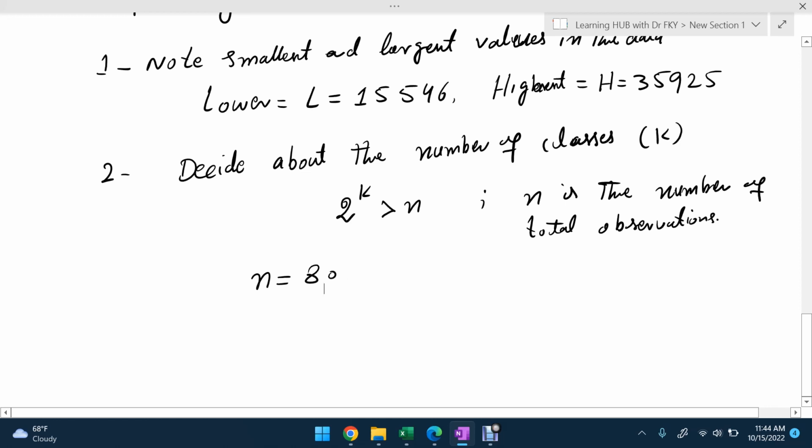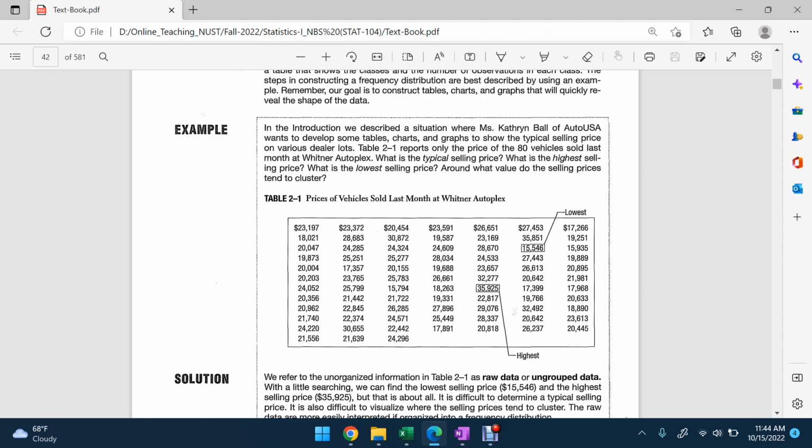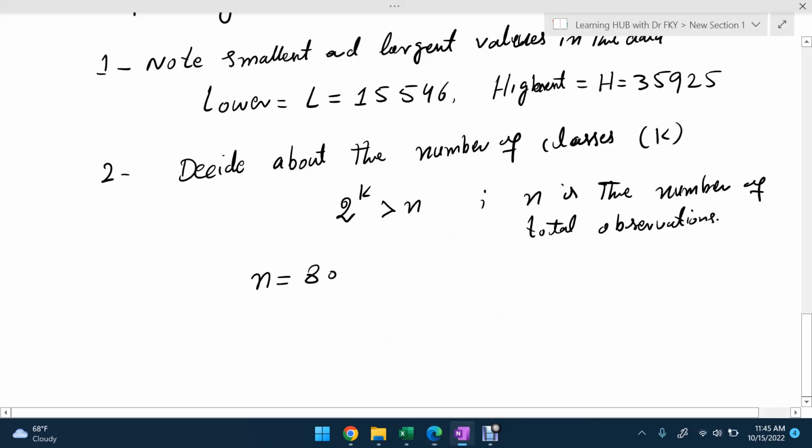Let's count the values, because I have some doubt. 1, 2, 3, 4, 5, 6, 7... I think we have 73 values. So let's see. We have 80 values, it's not 73. Let's count again. 1, 2, 3, 4, 5, 6, 7, 8, 9, 10, 11... 77, 78, 79, and 80. We have 80 values. So n is 80, because this is important.